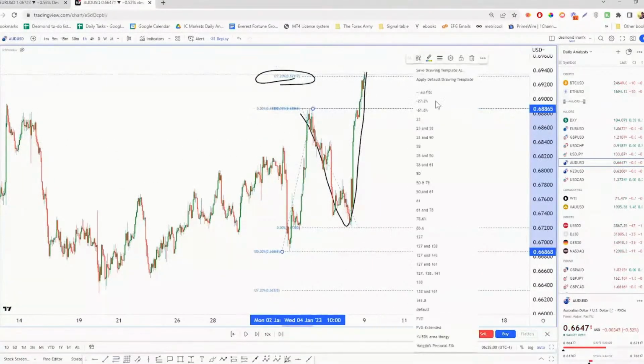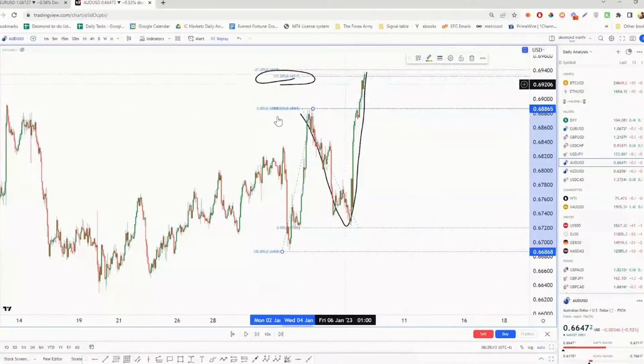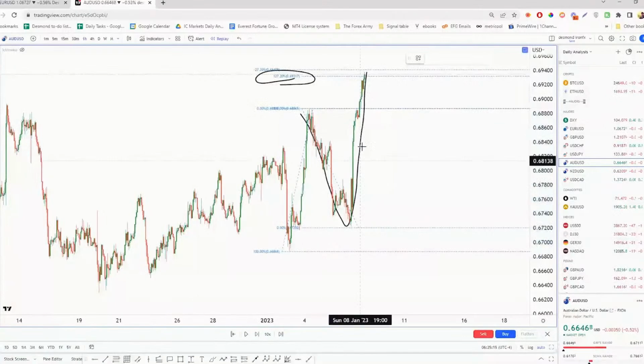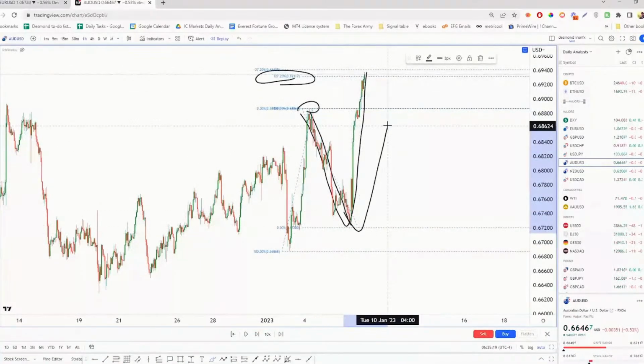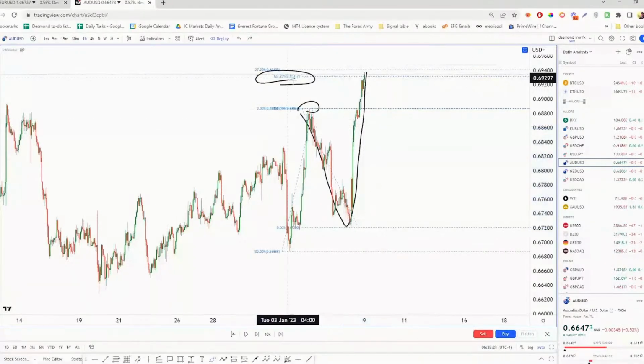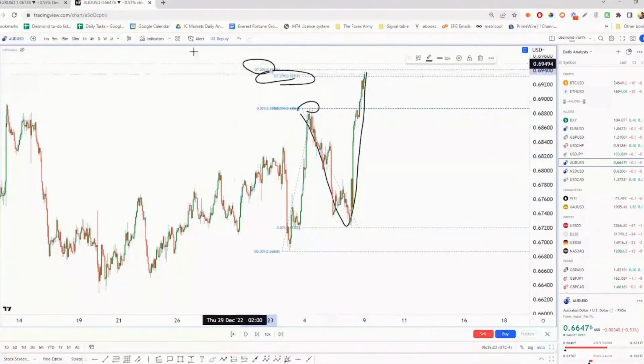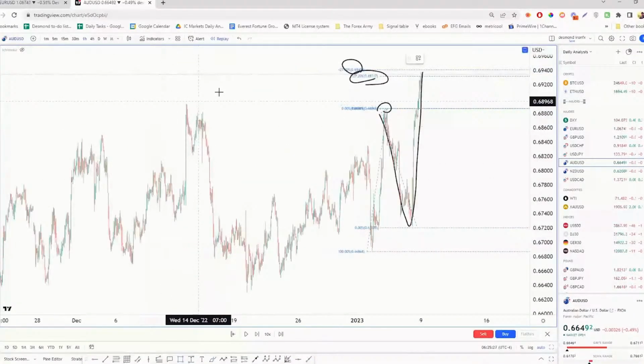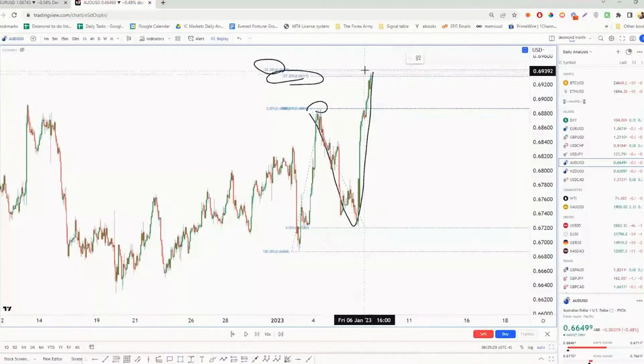Remember the rule for Fibonacci expansion. The rule for Fibonacci expansion is that price needs to minimally retrace 50% of the entire move before you can consider a bounce. So we got over here 127 and negative 27. So what we call a confluence area. This is a confluence area.